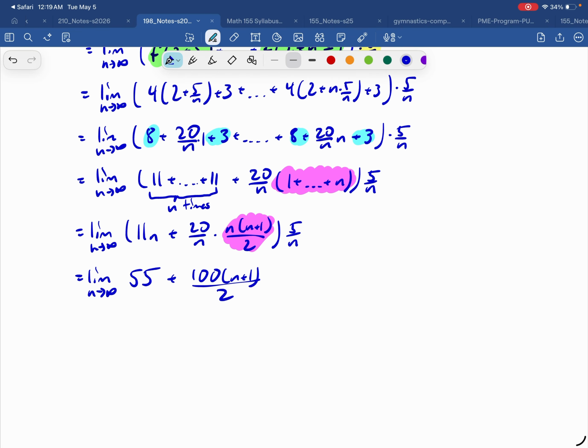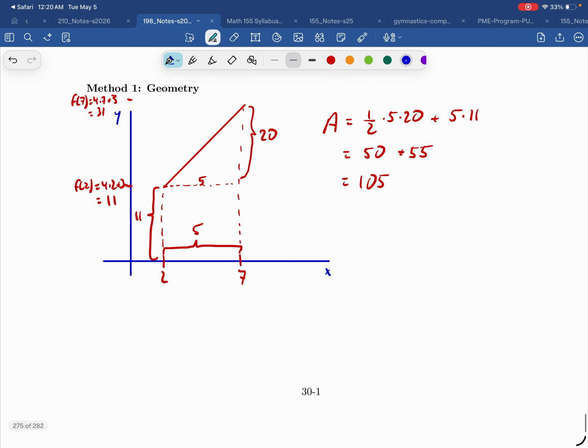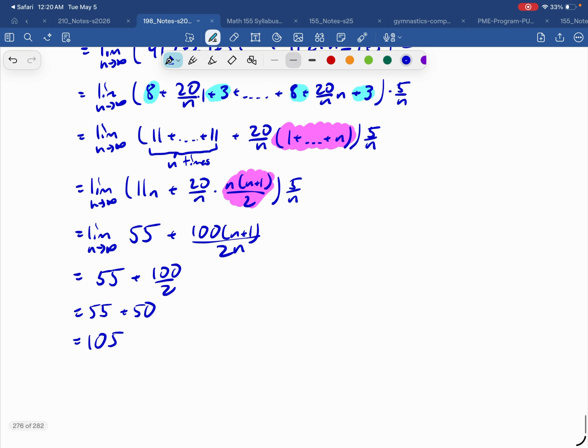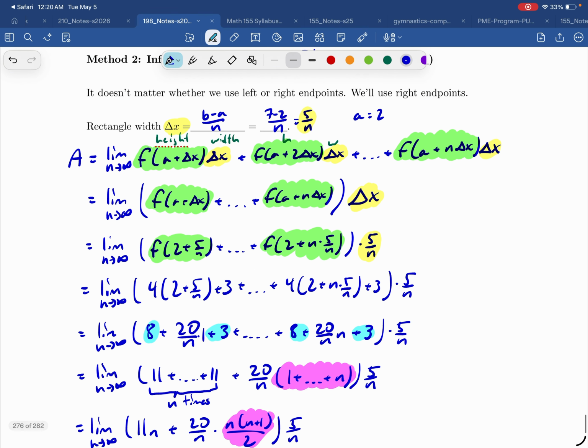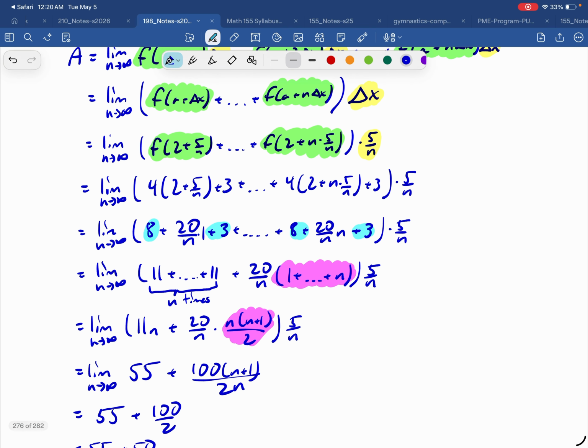And that's going to be over n, actually, because we do have an extra n from the 5n. And so when we take this limit, we're going to wind up getting 55 plus 100 over 2, which is 55 plus 50, which is 105. And we know that's the right answer because we found that geometrically. So it turns out we can use infinitely many rectangles and just a bunch of arithmetic and also a handy identity and get our answer.